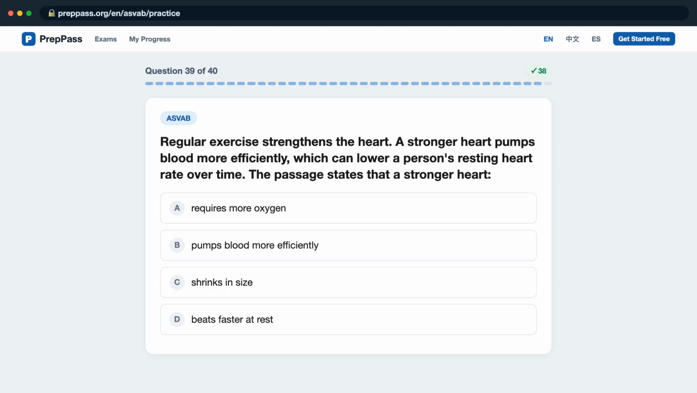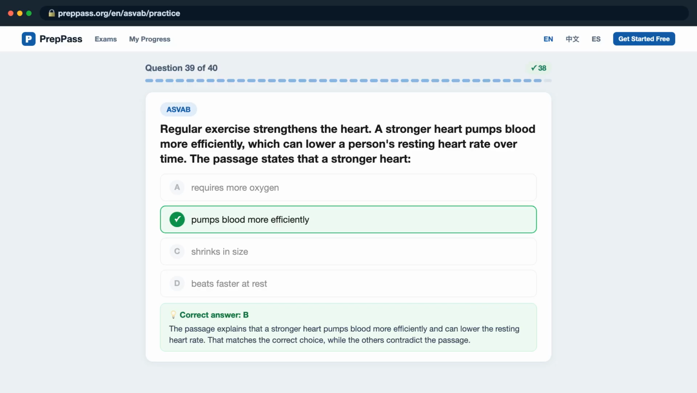Question 39. Regular exercise strengthens the heart. A stronger heart pumps blood more efficiently, which can lower a person's resting heart rate over time. The passage states that a stronger heart, is it A, requires more oxygen? B, pumps blood more efficiently? C, shrinks in size? D, beats faster at rest?